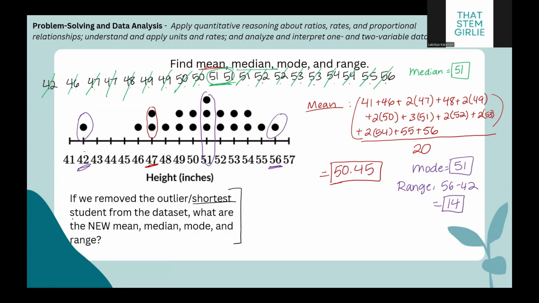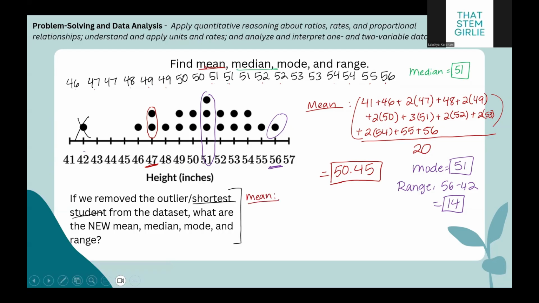So the next part of this problem is asking you if we remove the outlier, which is the shortest student or the smallest number out of this list here, then what are the new mean, median, mode, and range? So same data, but now you don't want to consider this 42. Pretend it's not there. We're going to cut it from here.